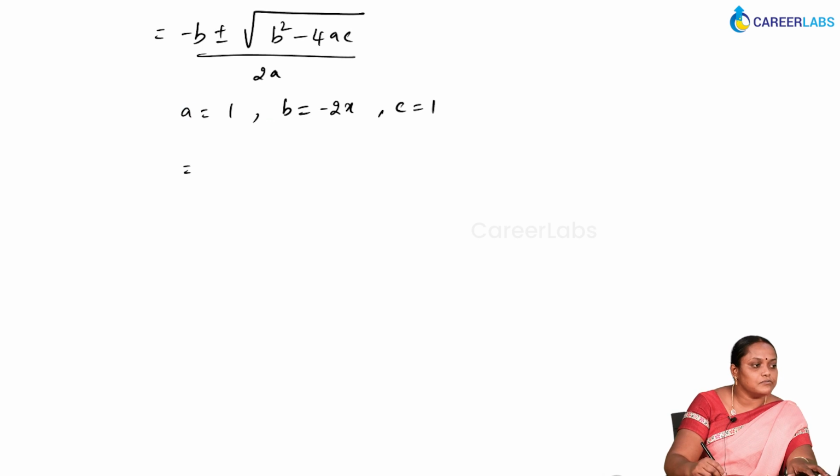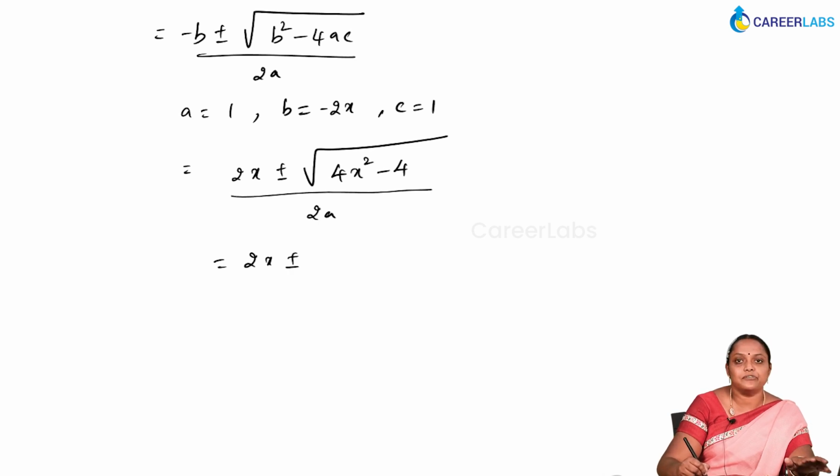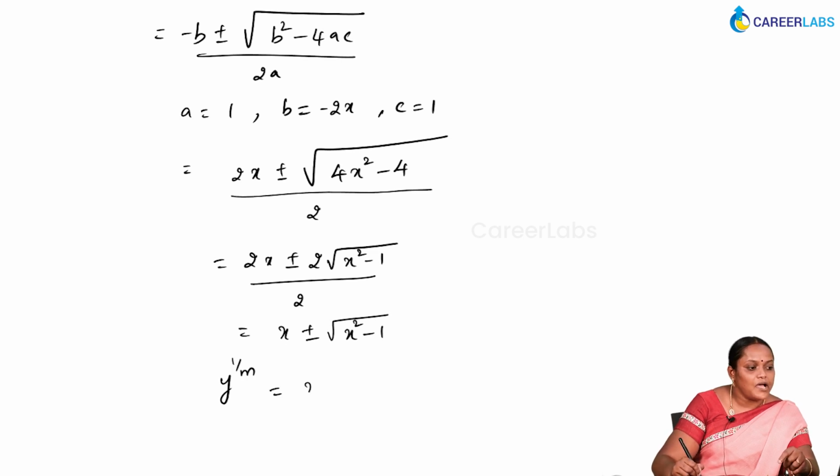Therefore, this is equivalent to minus into minus will become plus 2x plus or minus square root of, this will be 4x square minus 4 divided by 2a. So this is equivalent to 2x plus or minus, if you take 4 as common and it comes outside the square root, this will be 2 square root of x square minus 1 divided by 2a. So 2 gets cancelled. This a is nothing but 1, right? So let me write it as 2 itself. So when you take 2 common and cancel the term, you will get simply x plus or minus square root of x square minus 1. So we have got the value of y to the power 1 by m as x plus or minus square root of x square minus 1.